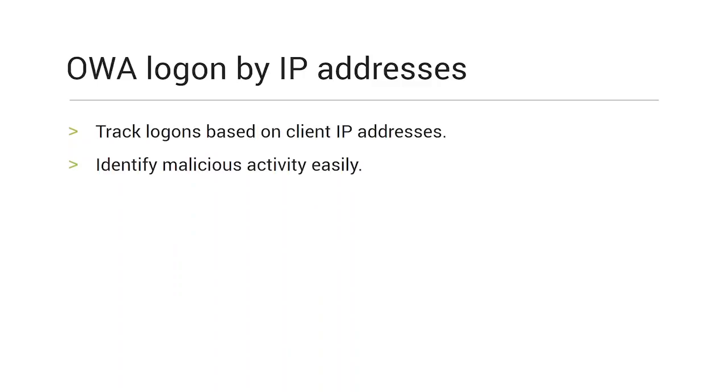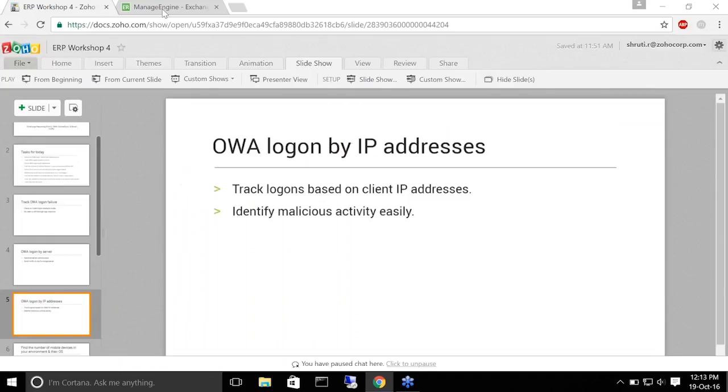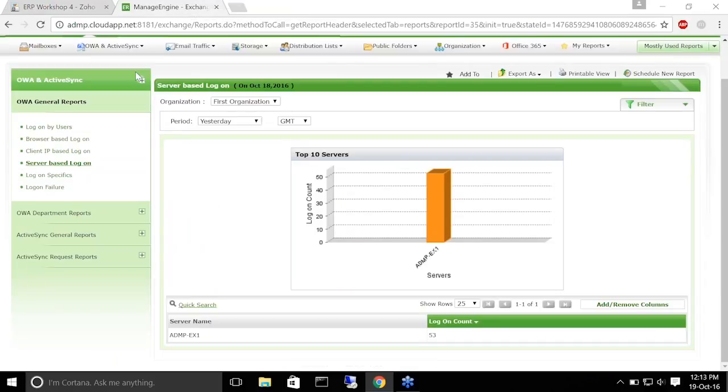So you can see that using a particular report of this product, you can see if a specific IP address has been logging into OWA too many times within a short period. And where there's smoke, there's usually fire. So you can track it further to see if something malicious is emerging from this particular IP address. And this is how you can easily track logons based on the IP address. By using the report called Client IP Based Logon, you can do this.